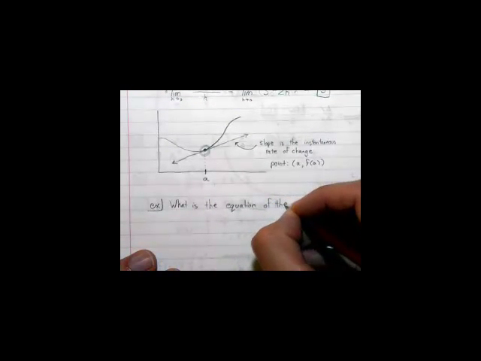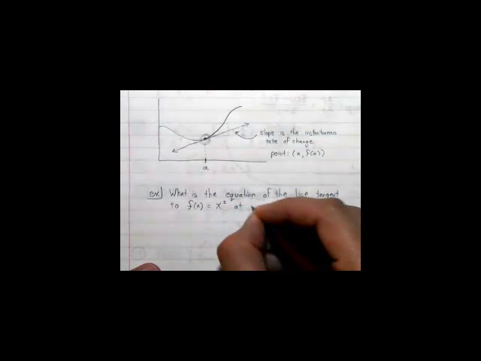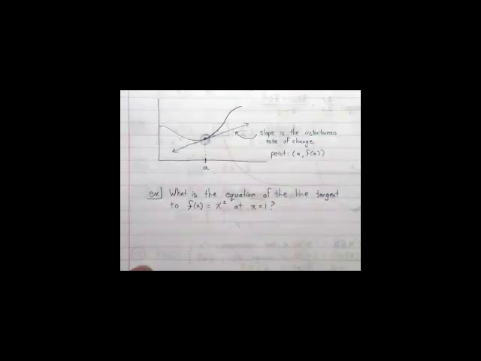So what is the equation of the line tangent to f of x? We'll just keep it simple for this one. How about just x squared? And we'll do it at x equals 1. All right, so unfortunately, we do have to do all of this instantaneous rate of change limit as h goes to 0 stuff every time we do this, because that's how we're going to get the slope. But after we've got that, then it's pretty straightforward.